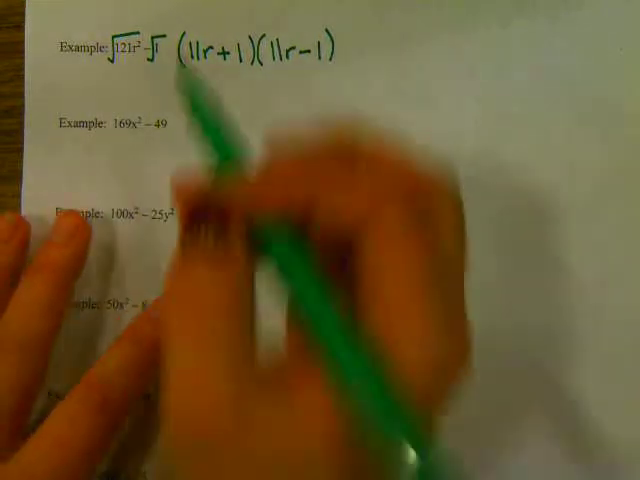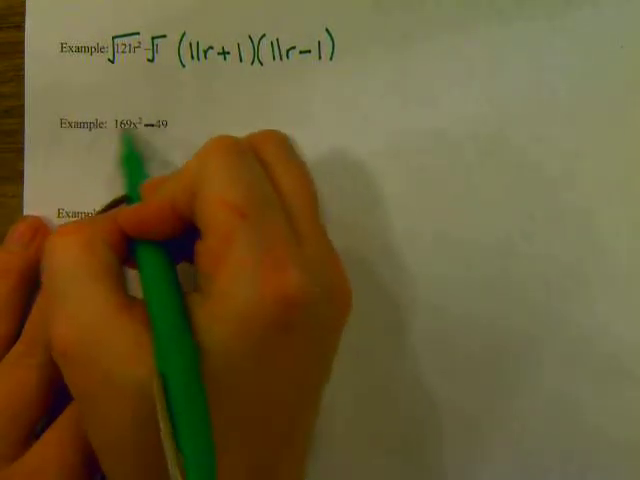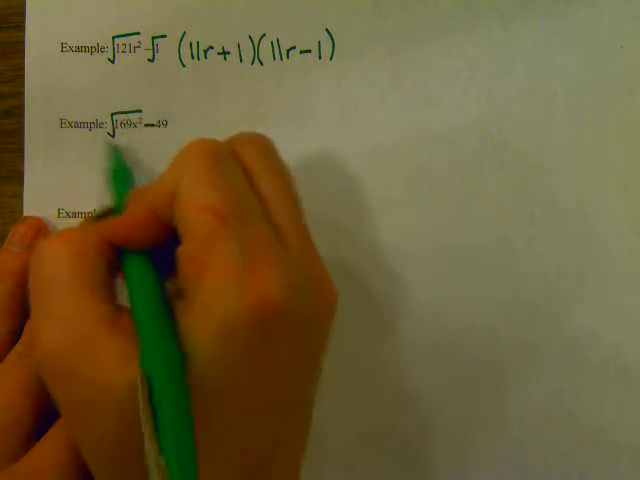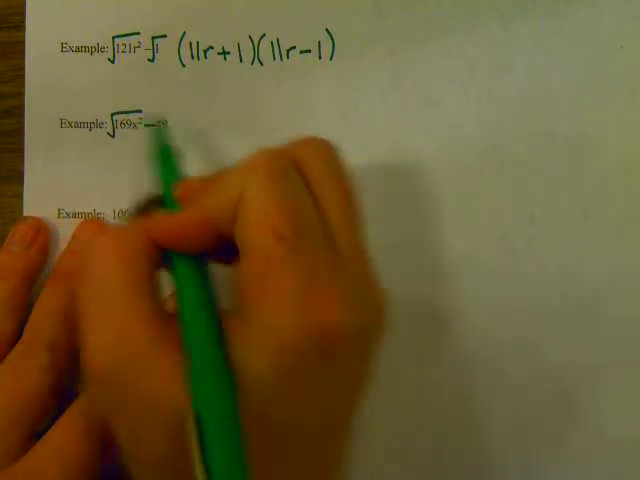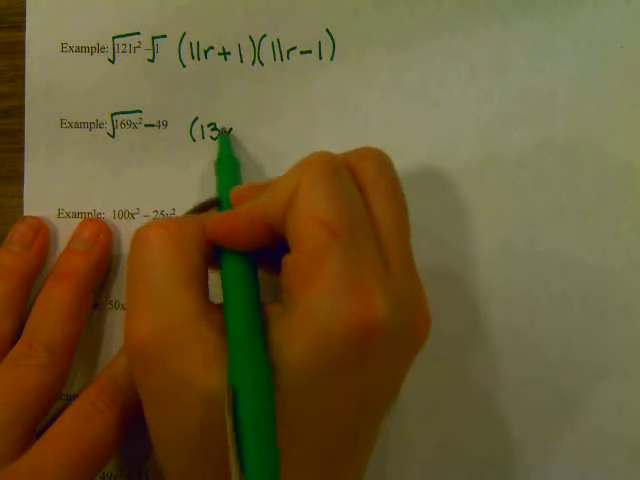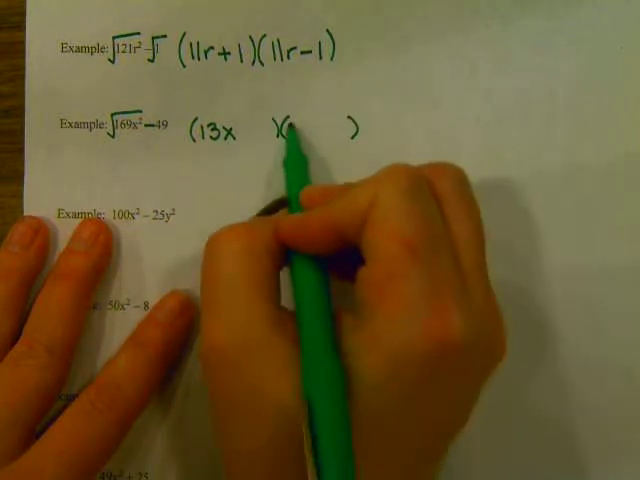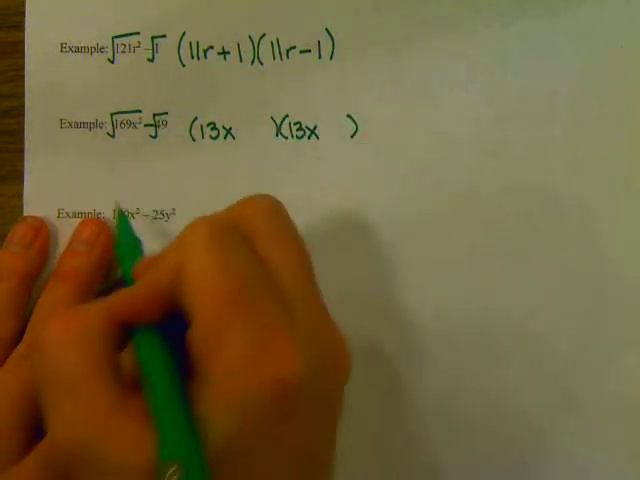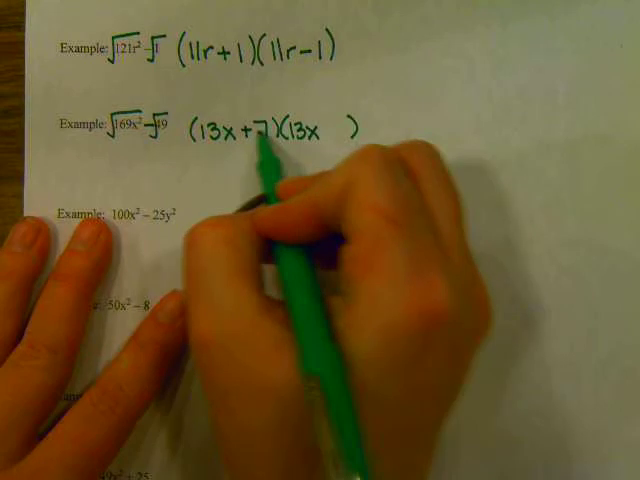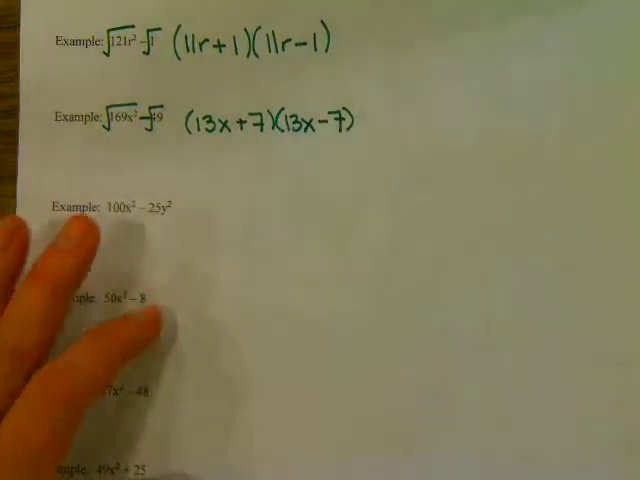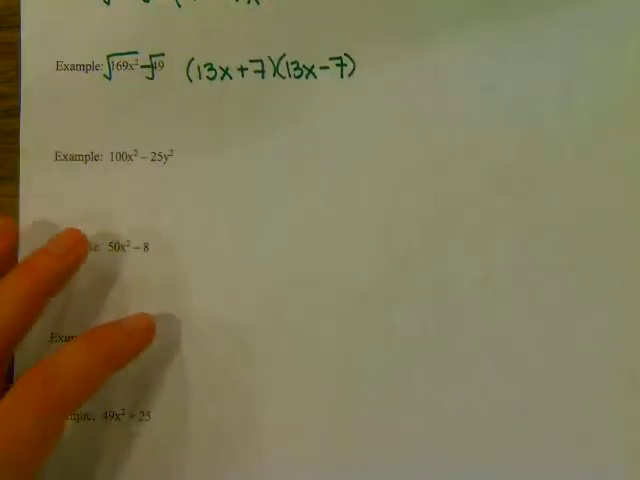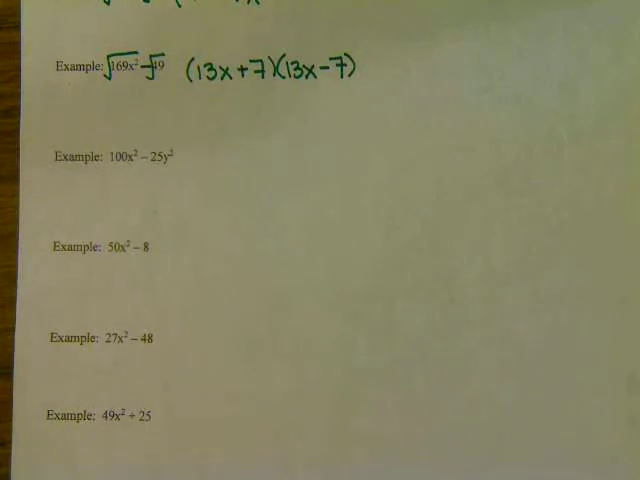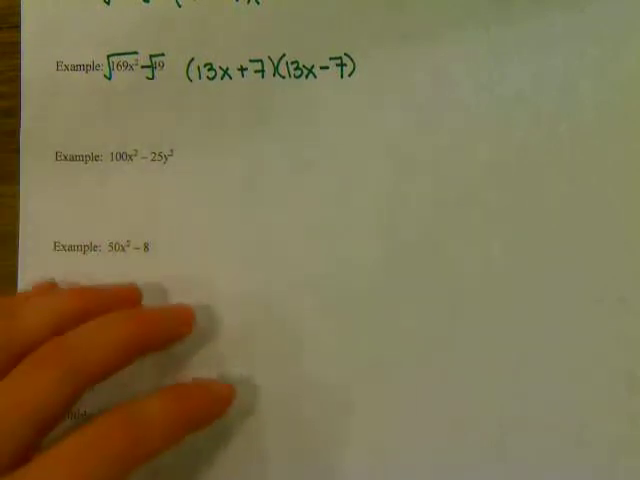The third example, again, there's subtraction, and make sure that these are perfect squares. The square root of 169x squared is 13x. The square root of 49 is 7. So one is a plus and one's a minus. And again, it works because we have perfect squares and subtraction. If you can't take the square root of it, you can't do this method. It only works if you can do the square root of the number. So look at the next example.